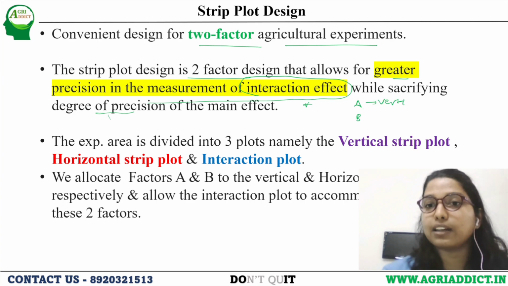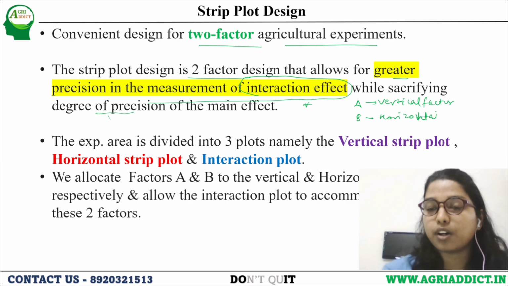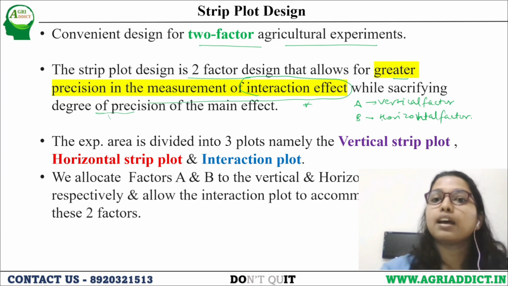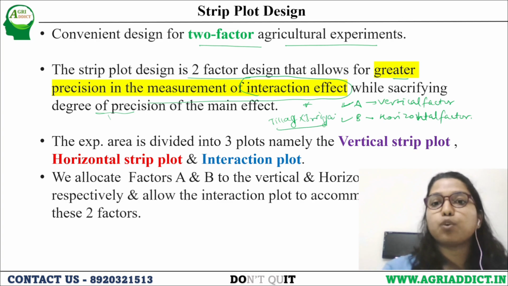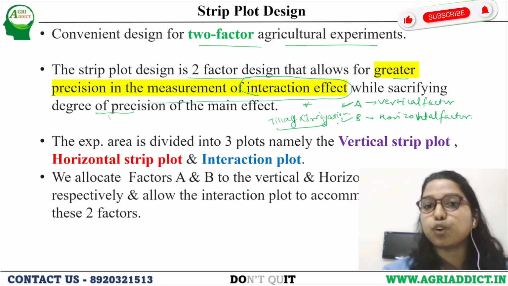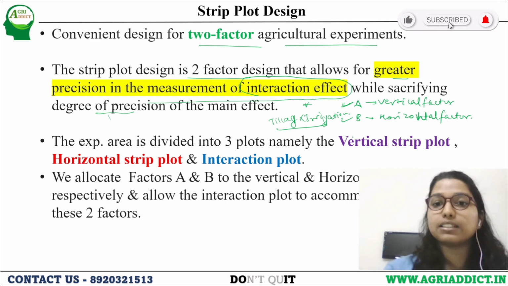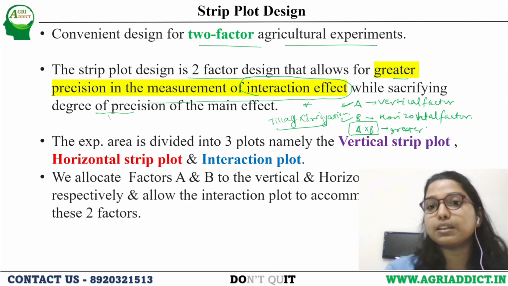In this, there will be two factors, A factor and B factor. One will be the vertical factor and the second will be the horizontal factor. In both the cases, we will be requiring large plots. For example, say we have to conduct a tillage and irrigation factor experiment. So we need a strip plot for it because both the factors require large plots. Here, the A into B interaction factor will have greater precision. This is important.